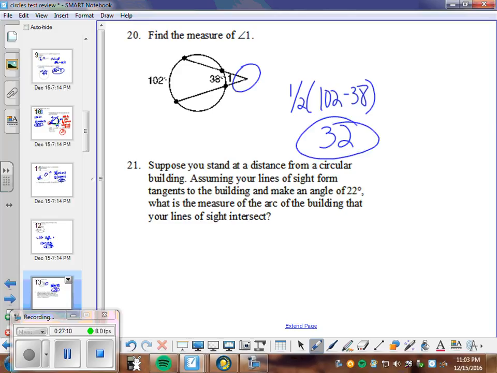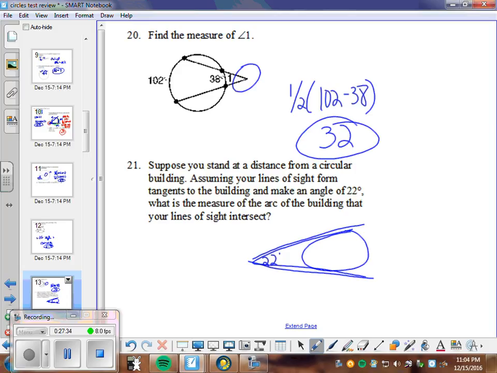Okay, suppose you stand a distance from a circular building. Assume your lines of sight are tangent to the building and make an angle of 22. So you've got a very bad draw of a circle. The angle out here is 22. These are your tangent lines. What is the measure of the arc of the building that your line of sight intersects?